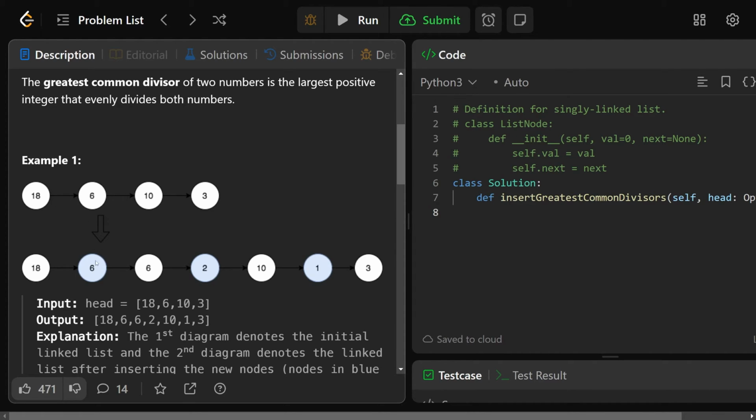So then all we have to do after we figure out that GCD, and there's actually just a function you can use to calculate the GCD. We're not going to worry about the math there. We'll just use a built-in function. We can calculate the GCD, and we would make that a node and put it in the middle. So we'd have 18, the GCD of 6, and the original 6. Now between the 6 and the 10, the GCD happens to be 2, so it's 6, 2, 10. And between 10 and 3, the GCD is just 1. There's nothing really that divides those numbers, and so we have 10, 1, 3, and we'd return the original head of that list, which is 18.